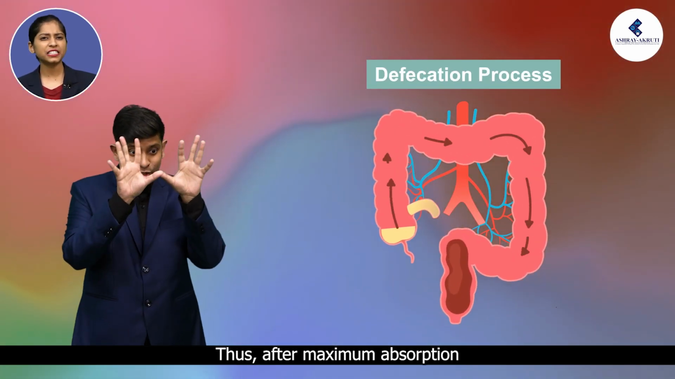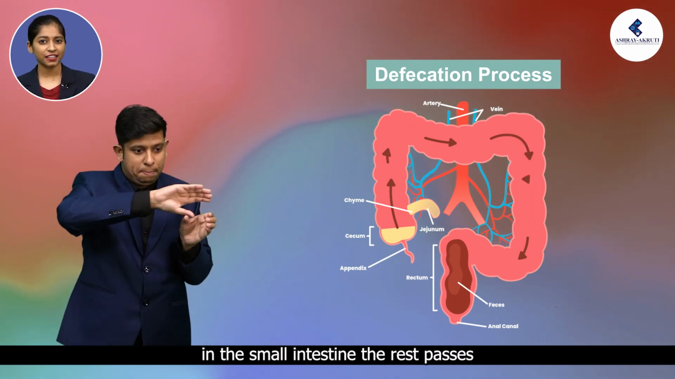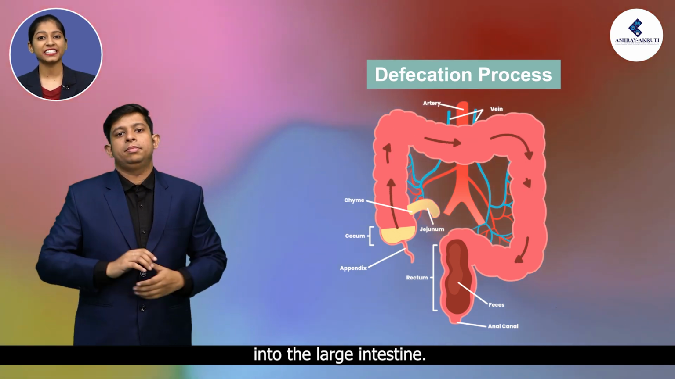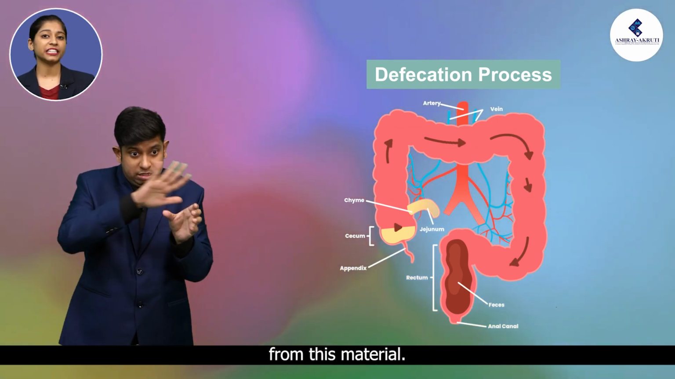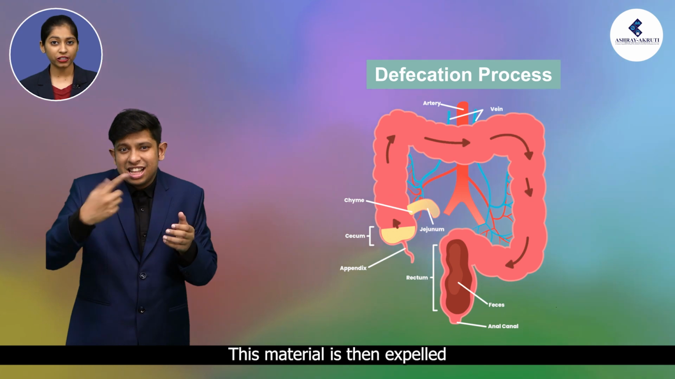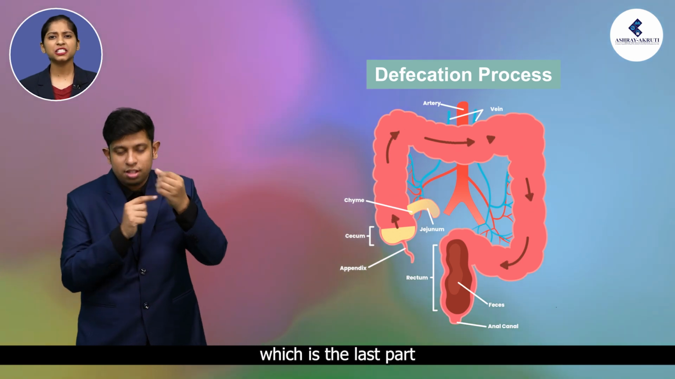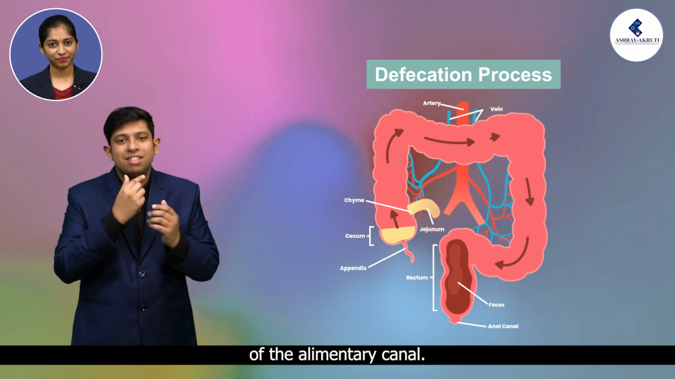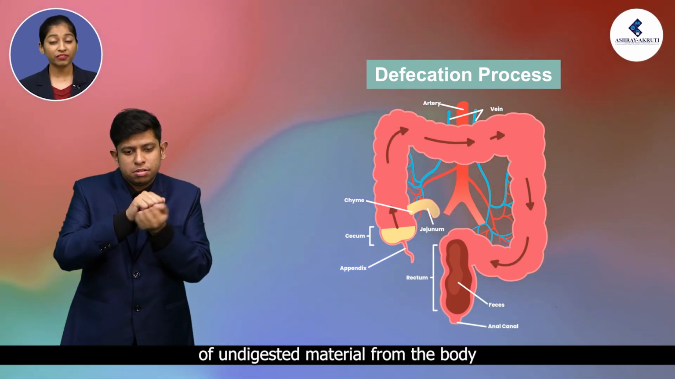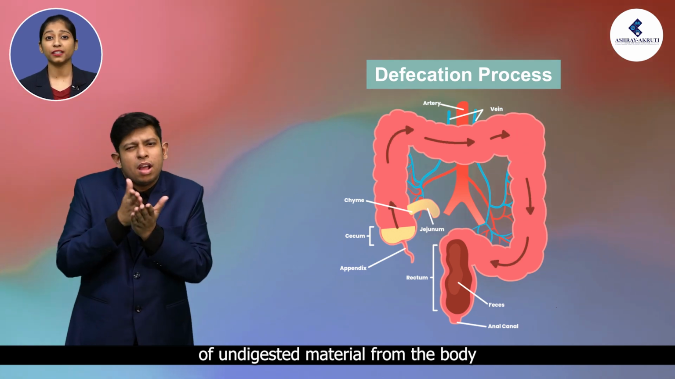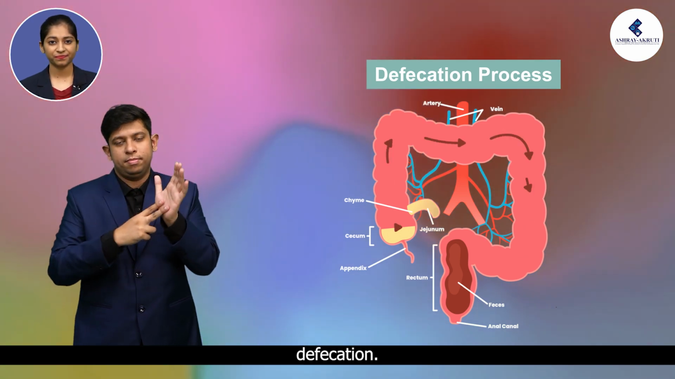Thus, after maximum absorption of food in the small intestine, the rest passes into the large intestine. Here, most of the water present is taken up from this material. This material is then expelled through the anus, which is the last part of the alimentary canal. This passage of undigested material from the body by way of the anus is called defecation.